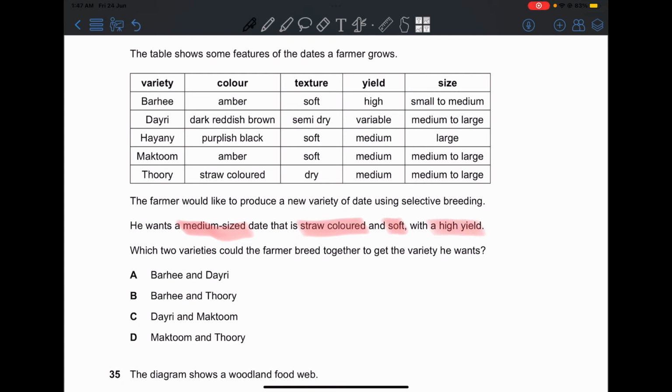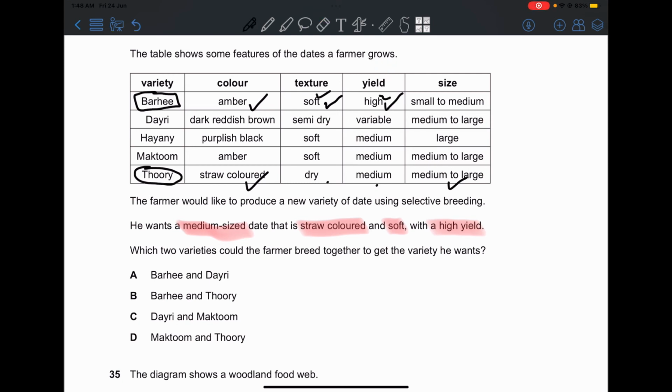So of course we know that this species, Thuri, is going to be with us. That is because it's straw colored as the farmer wants, and it's medium to large size, and it's dry and the yield is medium, but maybe that can be fixed by breeding it with another species that has high yield and soft texture, which is exactly this species, Barhide Amber, and it has soft texture and high yield, and it has small to medium size, which actually we need soft texture and high yield, which the farmer requires.